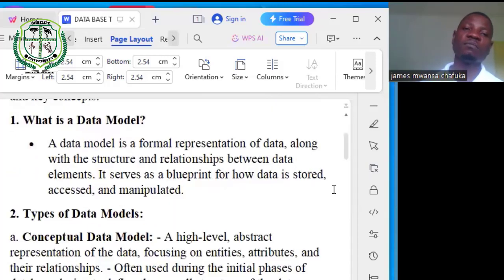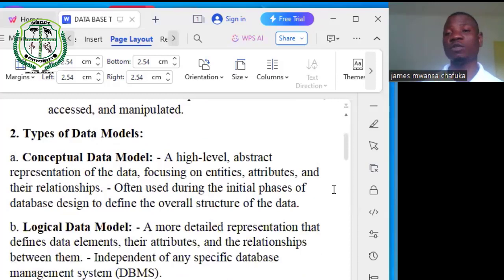Okay, now let us proceed by looking at the types of data model. We have the conceptual data model, a high-level abstract representation of data. Abstract can be something that you cannot see, but they exist and they are very much important in any work or project.